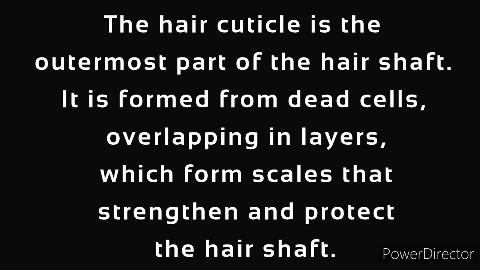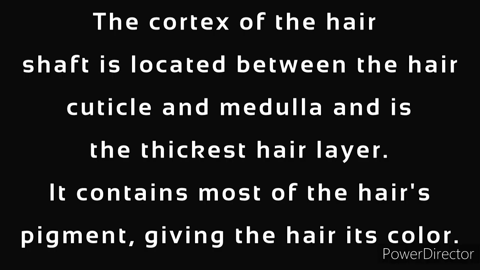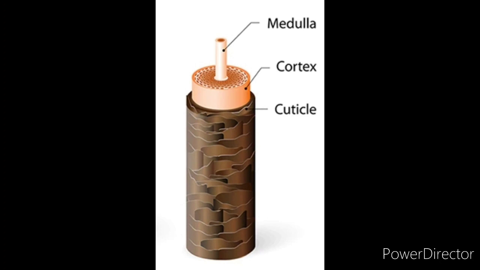The hair cuticle is the outermost part of the hair shaft. It is formed from dead cells overlapping in layers, which forms scales that strengthen and protect the hair shaft. Next, we find the cortex of the hair shaft that's located between the hair cuticle and the medulla, and it's the thickest hair layer. It contains most of the hair's pigment, giving the hair its color.